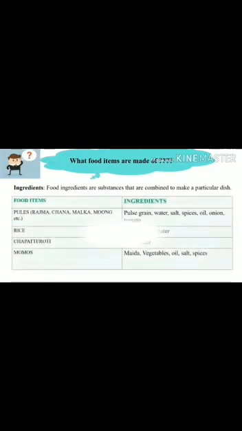Now let's find out what food items are made up of. The answer is ingredients. Food ingredients are substances that are combined to make a particular dish. For example, today you are planning to make your favorite rajma. What ingredients would you require? You would need rajma grains, water, salt, spices, oil, onion and tomato.